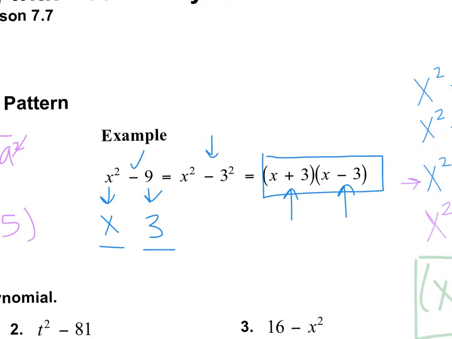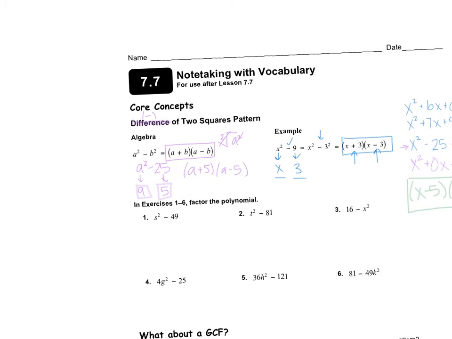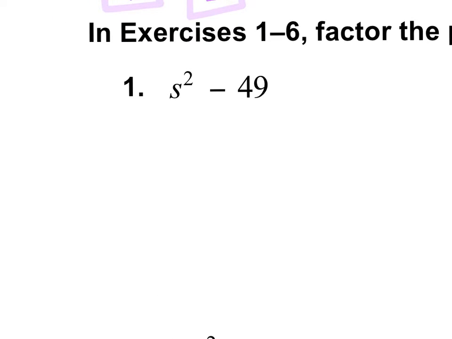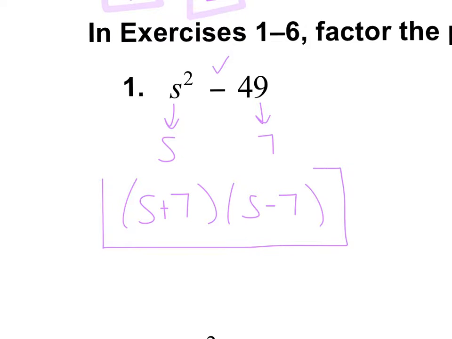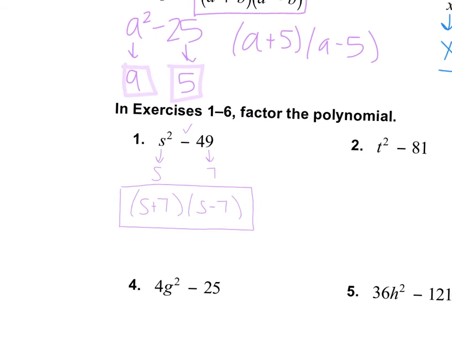Okay. Let's go ahead and try an example together. So go down to number 1. Okay. Do I have a difference of two squares? That's what I need to check. Do I have a difference? Yep, because I'm subtracting. Can I take the square root of s squared? Yeah, what would it be? Awesome. Can I take the square root of 49? 7. Awesome. And I know I need a plus 7 version and a minus 7 version, and that is all I do. How are we feeling? 3, 2, 1. Okay. All right, go ahead and work.